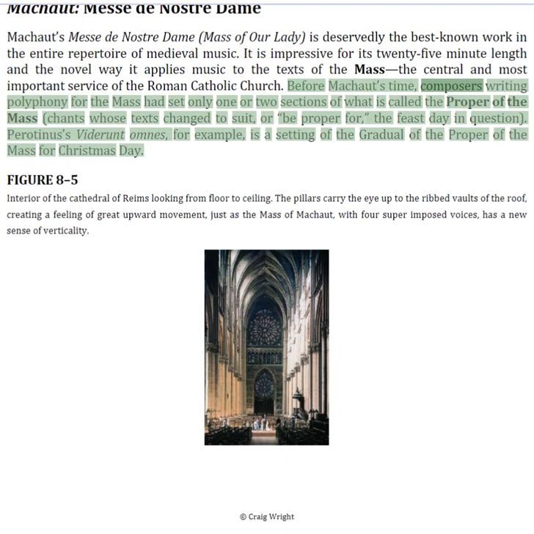Before Machaut's time, composers writing polyphony for the Mass had set only one or two sections of what is called the proper of the Mass. Perotinus's Viderunt omnes, for example, is a setting of the gradual of the proper of the Mass for Christmas Day.